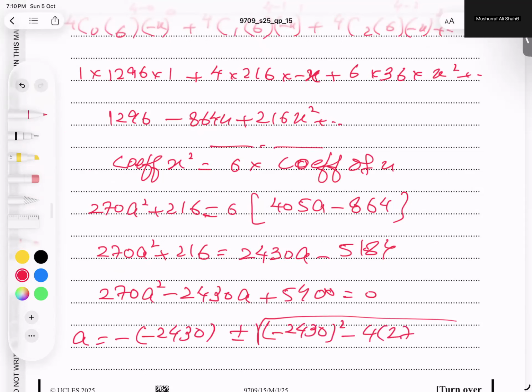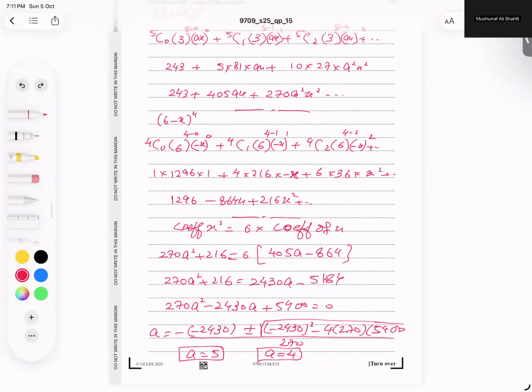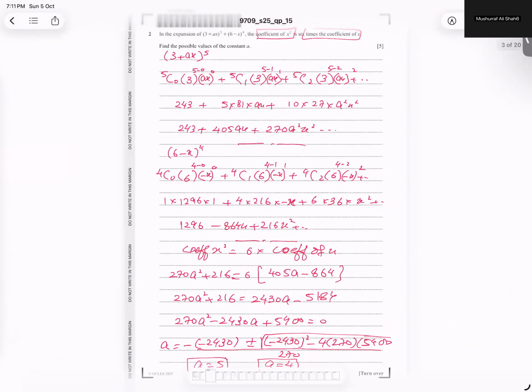270 A value, 2430 and 5400. My first answer is 5, and my second answer is 4. But this step is compulsory to show to the examiner, as evidence of work. And I hope the concept of the question is completely clear.